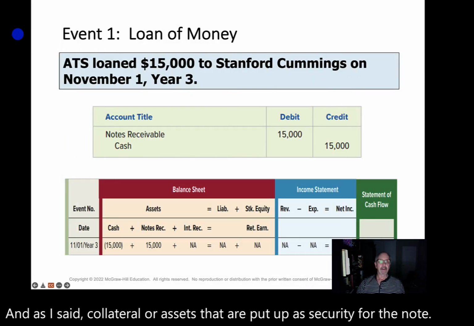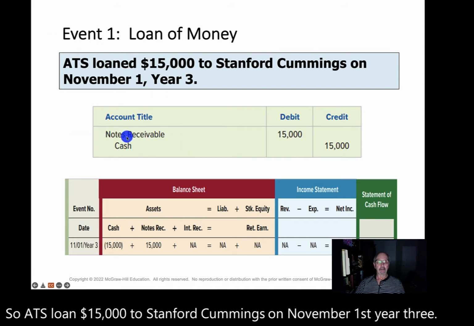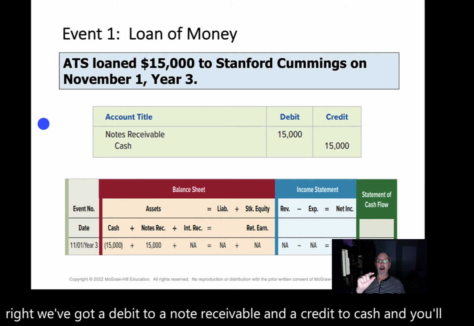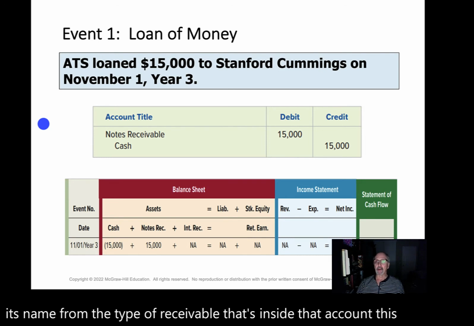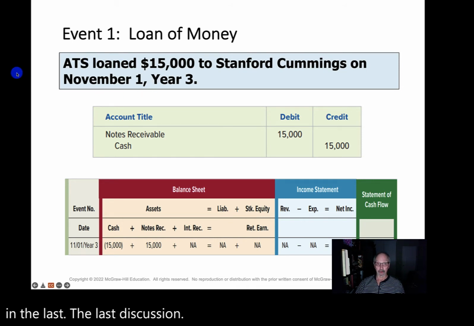So ATS loaned $15,000 to Stanford Cummings on November 1st, year 3. So pretty easy. We set up an asset exchange, right? We've got a debit to a note receivable and a credit to cash. And you'll realize at this point that receivables get their name. The account gets its name from the type of receivable that's inside that account. This particular notes receivable is loans. We also had accounts receivable in the last discussion. That was for accounts with customers.